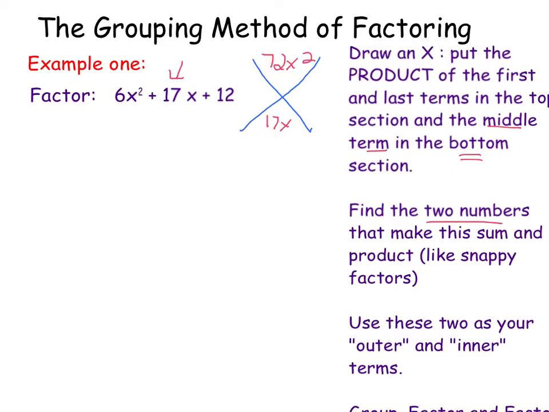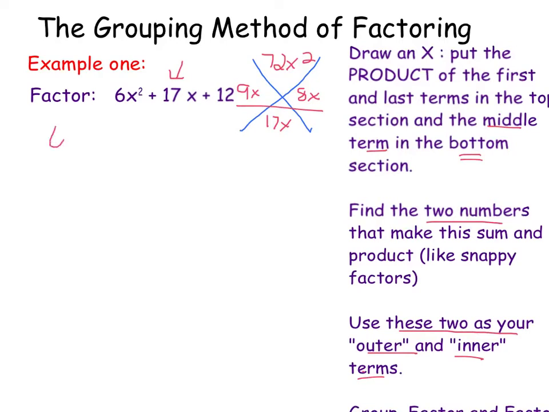So two numbers that multiply to 72 and add to 17, we could list all of them out and test them, but I know that it is a 9x and an 8x. So now that you have this, the two middle terms, use these two as our outer, inner. So we were before testing the outer and the inner, but now we know what they are.